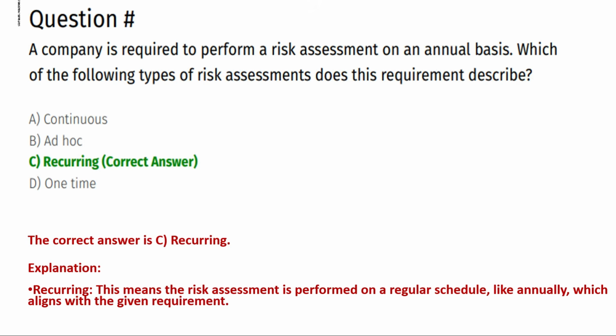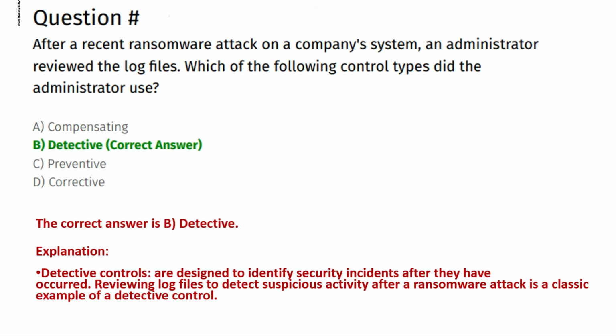Recurring means the risk assessment is performed on a regular schedule like annually, which aligns with the given requirement. So that's why the correct answer for this question is option C, recurring. So let's move to the next question.